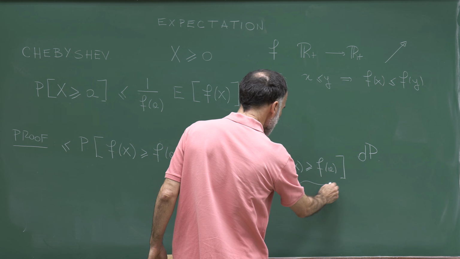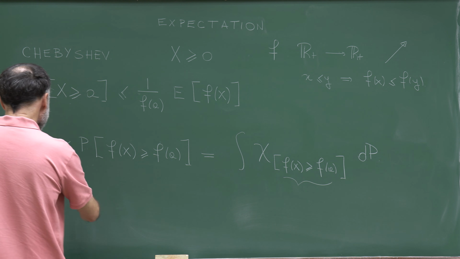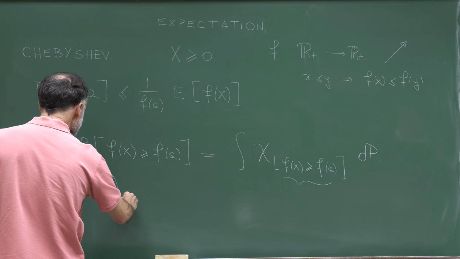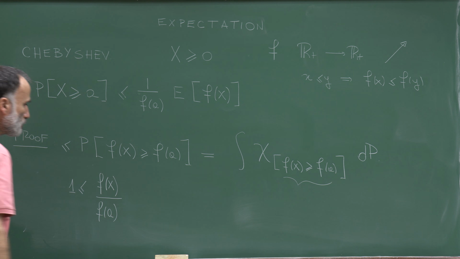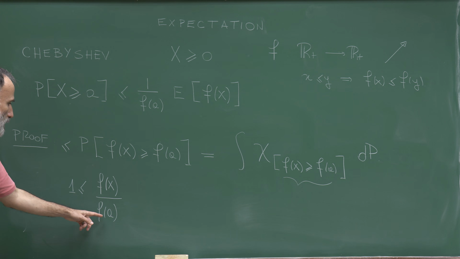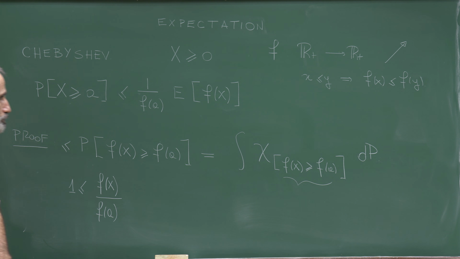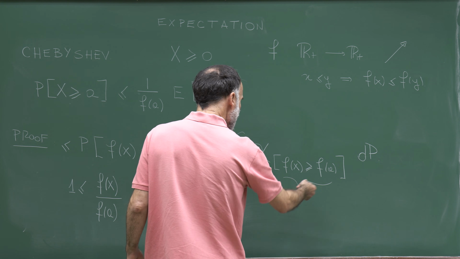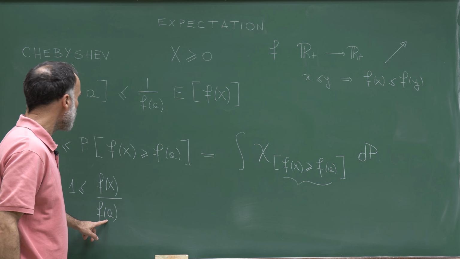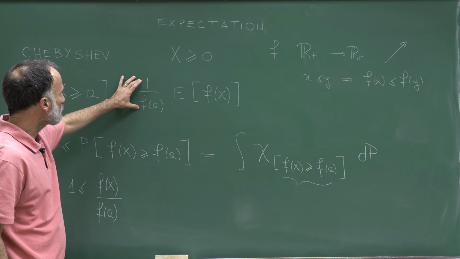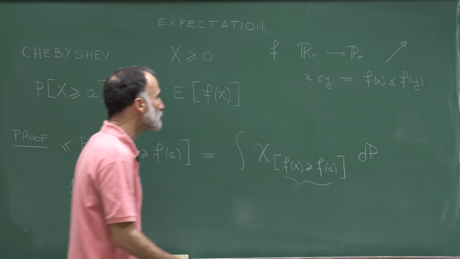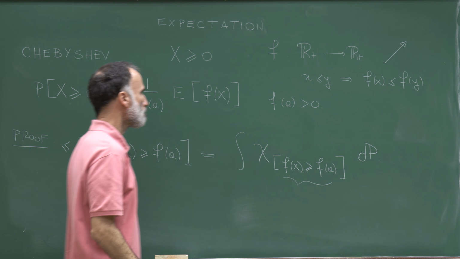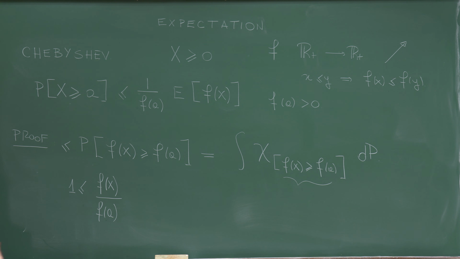Now, on this set, f of X is larger than f of a, which means that 1 is smaller or equal than f of X divided by f of a. Right, on that set, f of X is larger than f of a, so I can divide that by f of a to get this inequality. Now, of course, if f of a is equal to 0, this doesn't have a meaning, so I'm assuming here that f of a is strictly positive. And since it's strictly positive, I am allowed to divide.